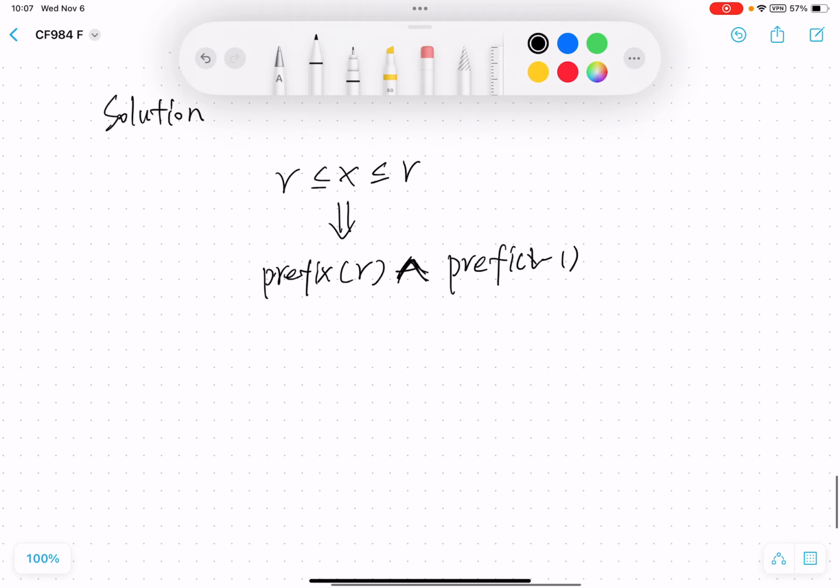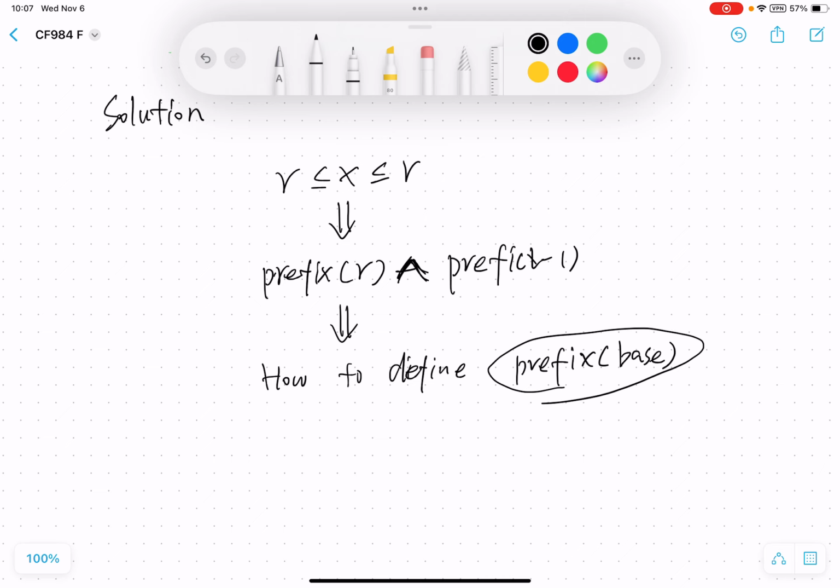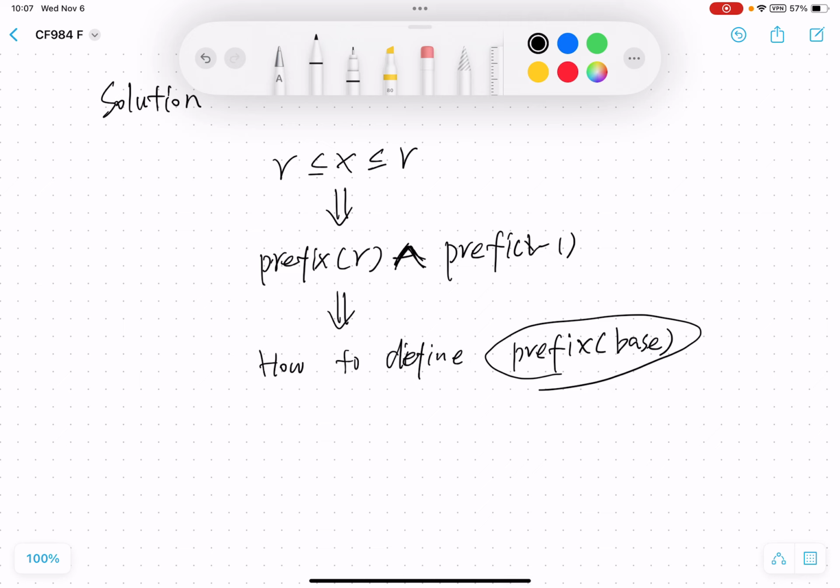After this transformation, our problem becomes how to define the function prefix base. This will be our new problem. Of course, it includes the special situation that x modulo 2 to the power of I is not equal to k. This is the requirement of the specific problem, but it is a very common transformation.